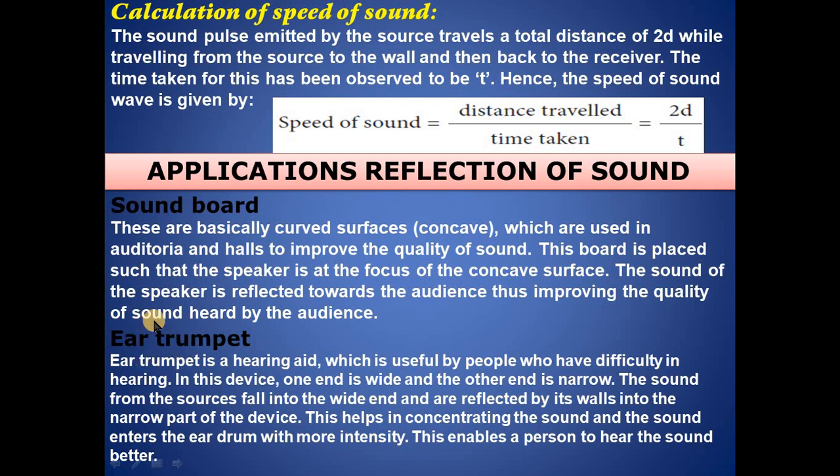Then the second application is the ear trumpet. An ear trumpet is a hearing aid which is useful for people who have difficulty in hearing. In this device, one end is wide and the other end is narrow. This is a very important point, children. Please note it down. One end is wide and the other end is narrow.